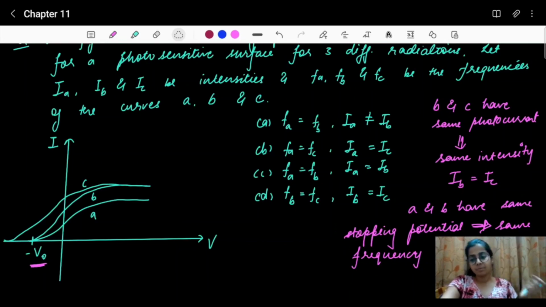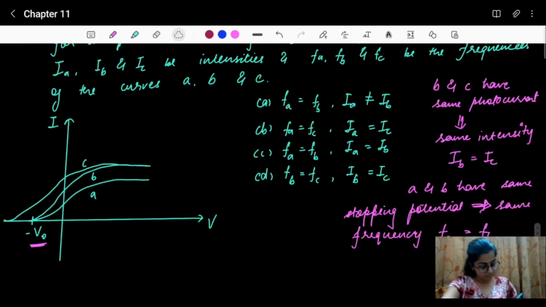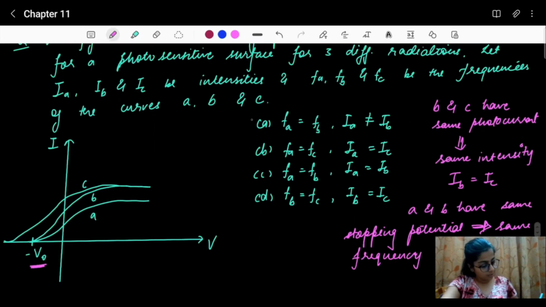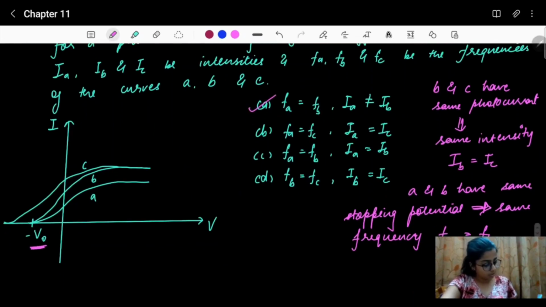And A and B have the same stopping potential. Here V0 is the same for A and B. Can you see that it starts at the same location for A and B? And that's why the frequency will also be the same. That's why option A says FA equals FB and IA is not equal to IB. That is more suitable. FA is not equal to FC. Here FA equals FB, but it has been given IA equals IB, and this is not the case. Here you can see that for A and B the currents are different. That's why that option is correct.